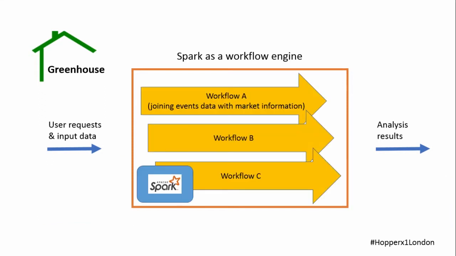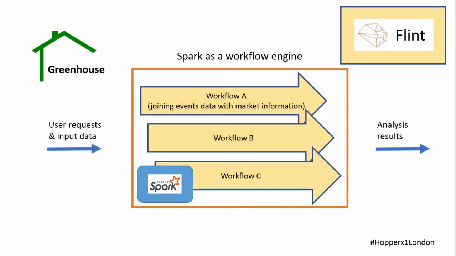So now that we've seen how Greenhouse is powered using Apache Spark, you might be wondering, how are these workflows actually implemented to run on Spark? The workflows in Greenhouse are actually implemented using Flint, which is a library that enhances Spark's functionality for time series data.